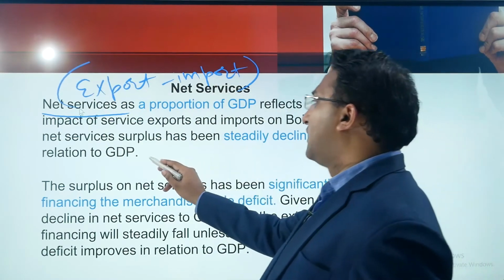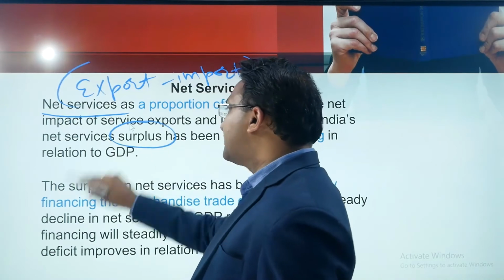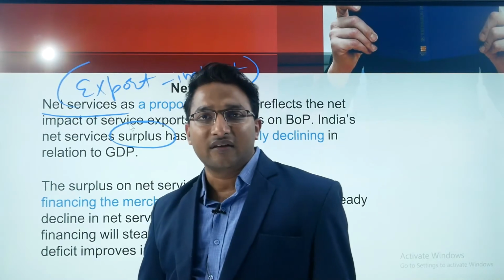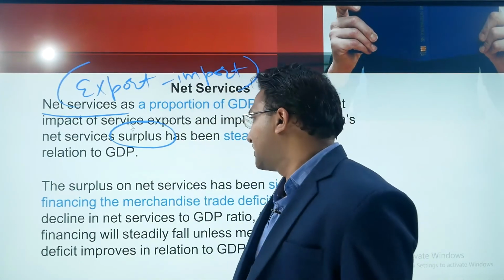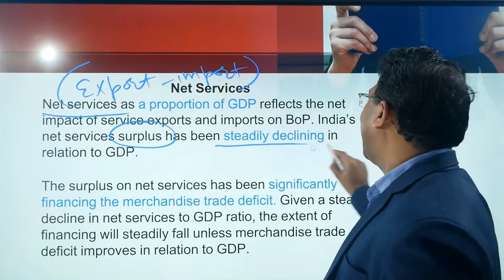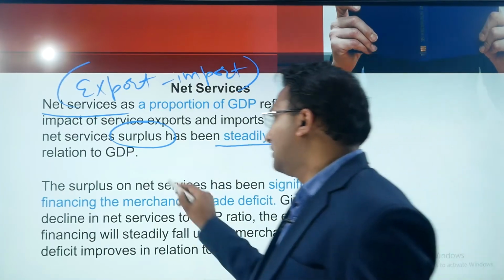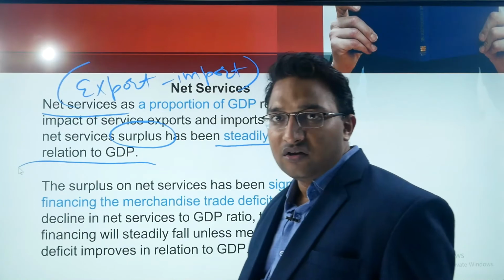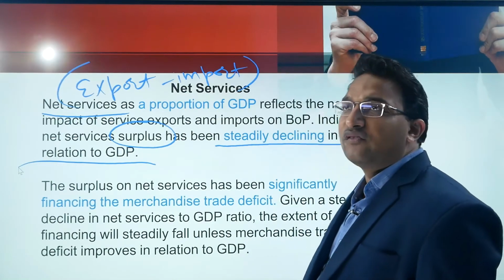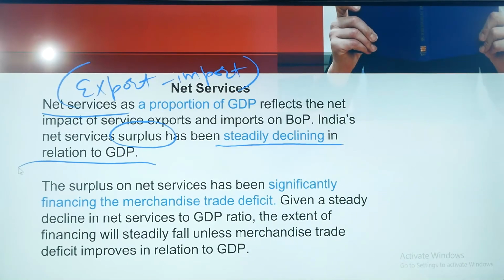So this is net services. India's net services surplus. So there has been a surplus. That means the receipts from the services have been more than the payment for the services. It has been steadily declining in relation to GDP, right? So this is a cause of concern. We really need to look into that. What is the problem? What is missing?